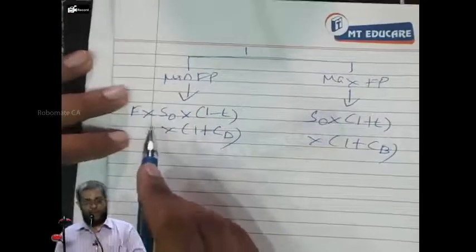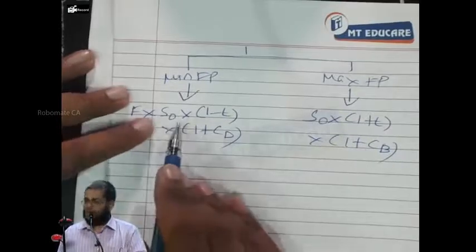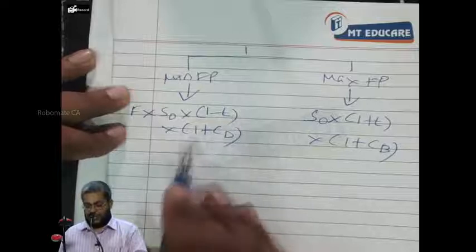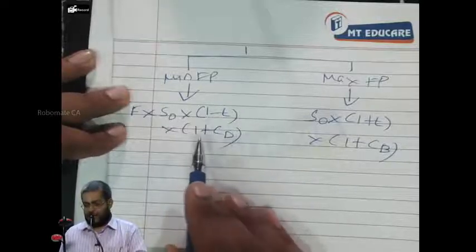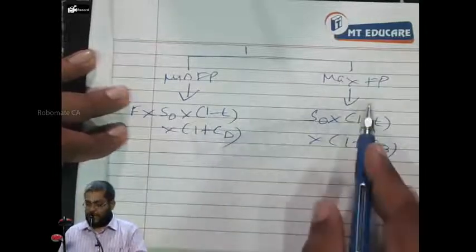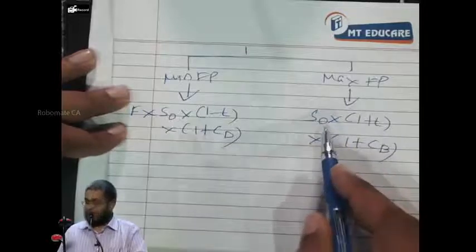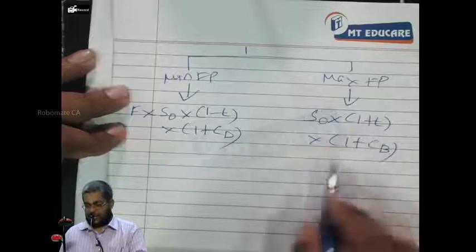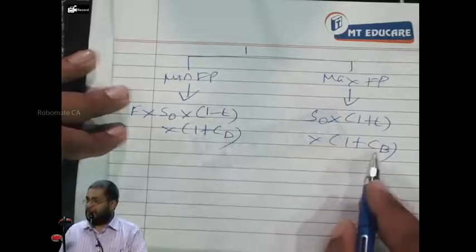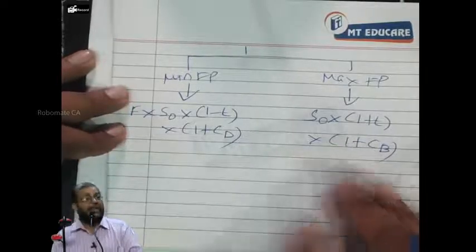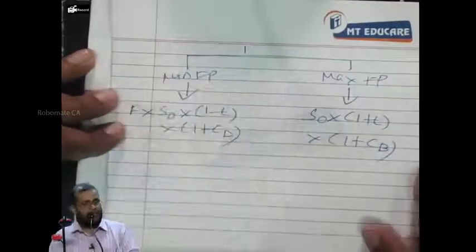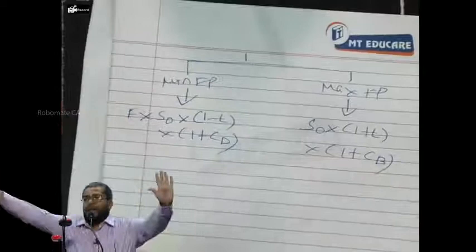Here F is the fraction amount. S0 means what? Spot price. 1 minus T means 1 minus transaction cost. 1 plus CD means what? 1 plus cost of deposit. In the maximum futures price, S0 means spot price. 1 plus T means what? 1 plus transaction cost. 1 plus CB means what? 1 plus cost of borrowing. That is the formula for minimum and maximum. Below minimum or above maximum, what can I do? I can make an arbitrage profit.